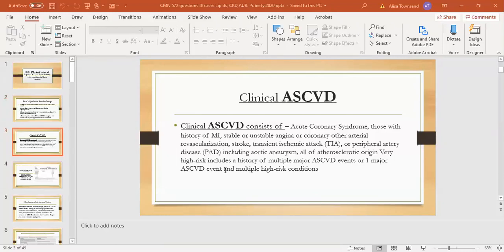So if you've got a person and they've had an MI and they've had, say, a stroke, well, that's a high-risk person, a very high-risk person. So their goal is going to be to get their LDL-C at 70. So just think about those kinds of things when you're thinking of practical ways of looking at this information.